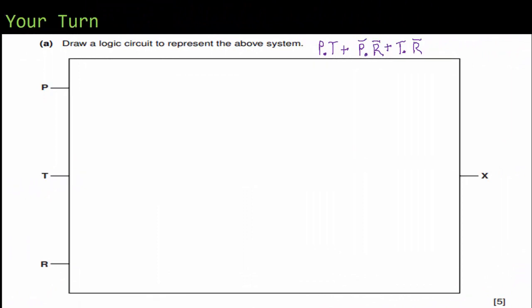The first one we're going to look at is P and T. So I need an AND gate. So I'm going to draw my AND gate, P and T. Now, it doesn't have to be in the same exact spot. Mine is, as long as it matches up. That takes care of P and T.